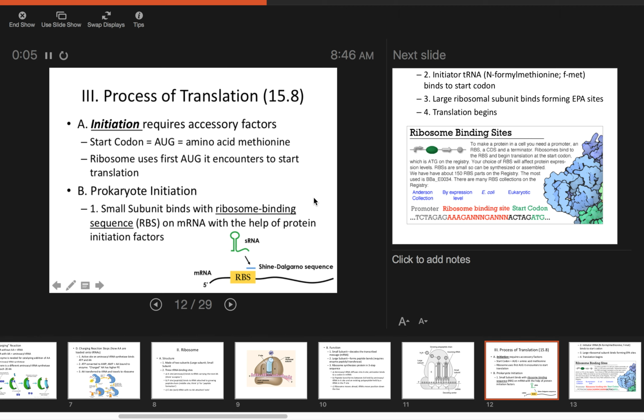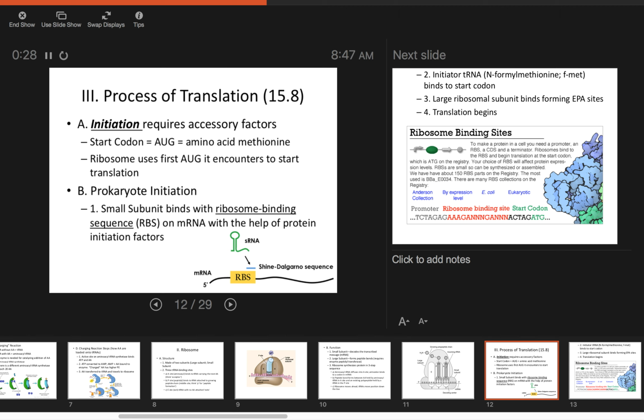Okay, so the process of translation, which I just modeled for you, is slightly different in prokaryotes and eukaryotes, so there are some differences. First step is initiation. You have a start codon AUG, and it codes for the amino acid methionine. The ribosome does recognize AUG, and so it will bind to that AUG start site.